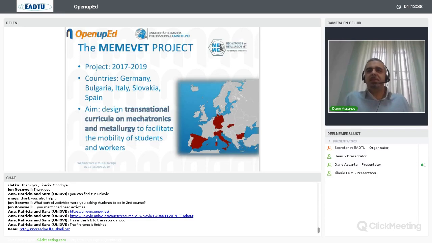Another interesting project is the MERET project, an Erasmus Plus Skills Sector Alliance project coordinated by a German Chamber of Commerce, involving partners from Germany, Bulgaria, Italy, Slovakia, and Spain. The main goal of this project is to design transnational curricula on mechatronics and metallurgy in order to facilitate the European mobility of workers in this sector.